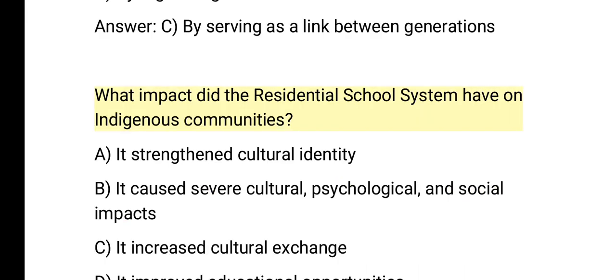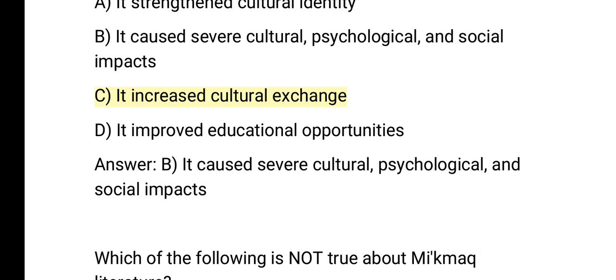What impact did the residential school system have on Indigenous communities? A. It strengthened cultural identity. B. It caused severe cultural, psychological, and social impacts. C. It increased cultural exchange. D. It improved educational opportunities. Answer. B. It caused severe cultural, psychological, and social impacts.